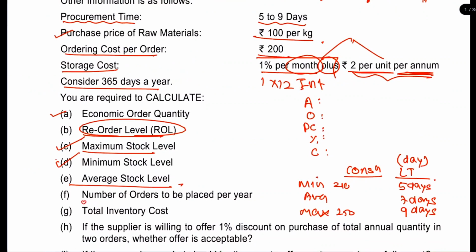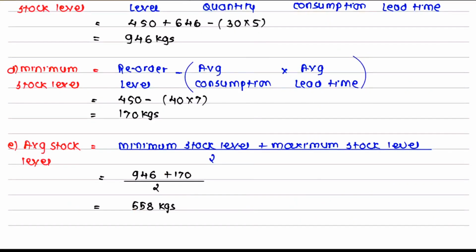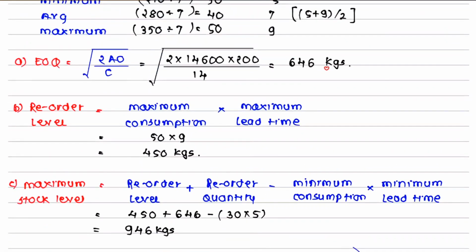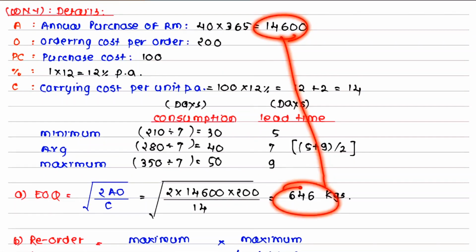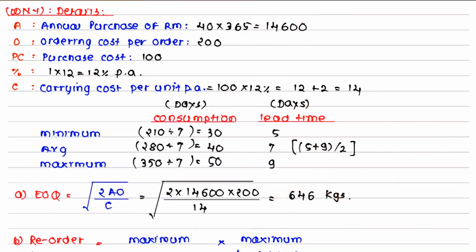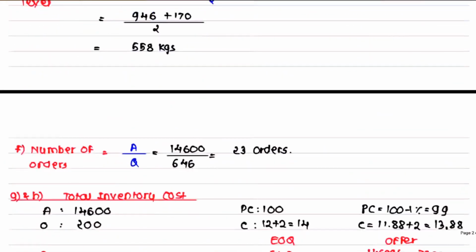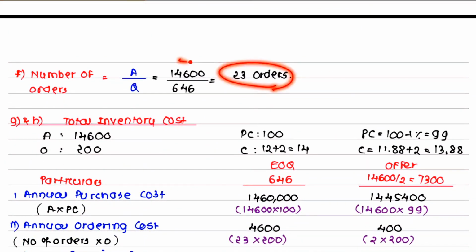Now, number of orders to be placed. How many orders are you going to place, guys? That is, how many units you will place at one time. EOQ is 646. How many units do you need in 1 year? 14,600, it is actually A by Q. You need 14,600 and you are placing an order for 646 at a time. So 23 orders you will have to place, then you will have all those units with you. Orders cannot be in fraction, so 23 orders. Is it getting into your mind?